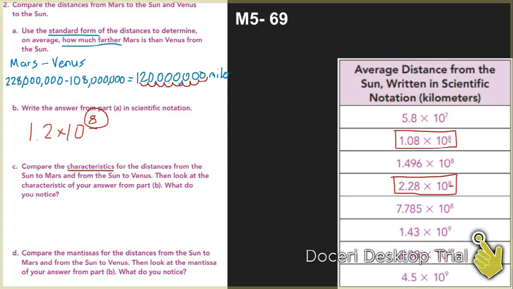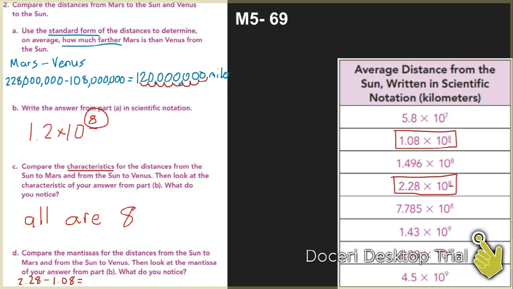Then D says, compare the mantissas for the distance from the Sun to Mars and from the Sun to Venus. Then look at the mantissas of your answer from part B. What do you notice? Okay, so for C, they're all 8. And for D, when you look at the mantissas, this was our mantissa for Mars. This was our mantissa for Venus.